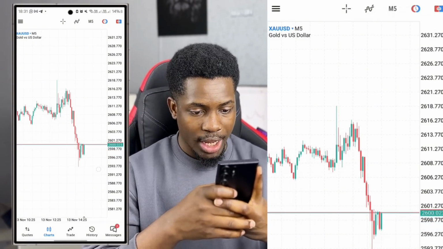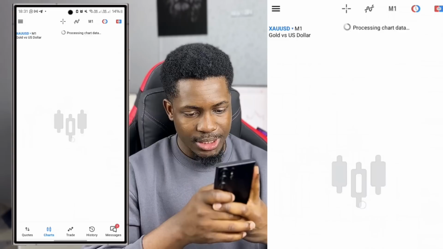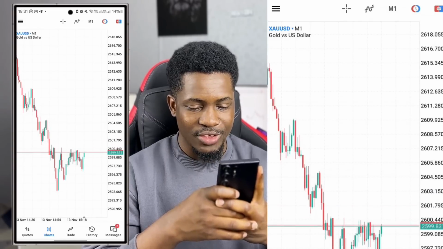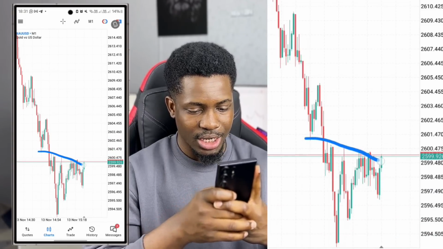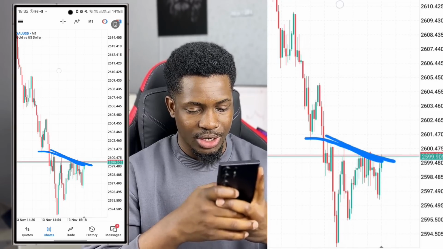Okay, so let's try checking this now on a 1 minute time frame. Remember, we'll be buying because this is on an uptrend, so we don't want to sell on gold, guys. We don't want to sell currently. Okay, so what can you see currently at about this spot?